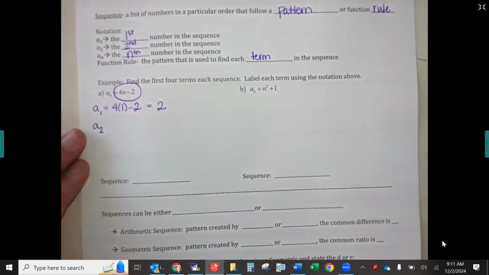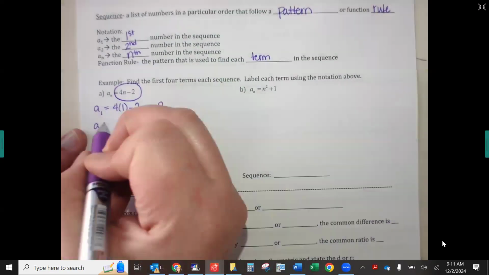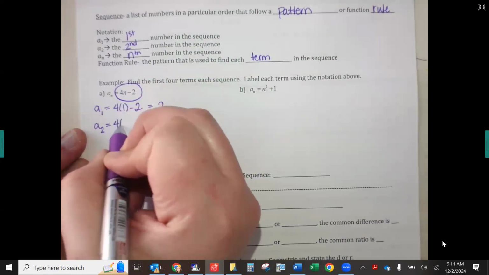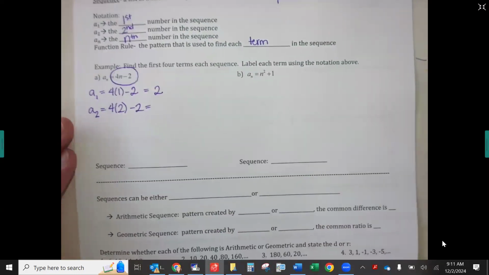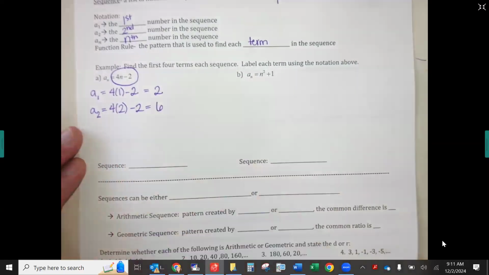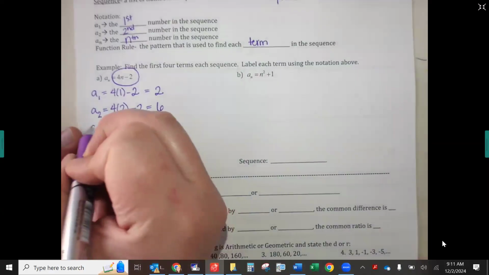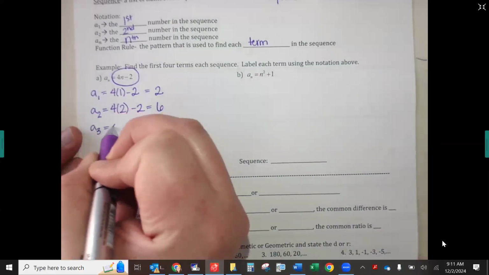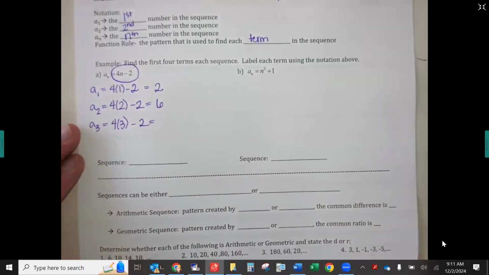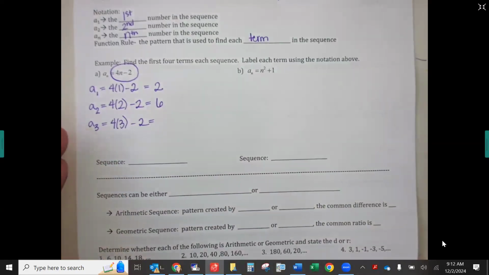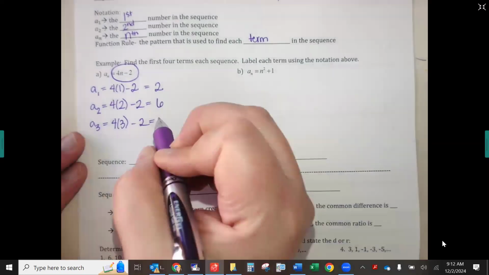A2. Instead of plugging in a 1, what are we plugging in this time? 4 times 2 minus 2. What's 4 times 2? 8, take away 2 is 6. Next, we're going to find A3. 4 times 3 minus 2. It is going to be 10 because 4 times 3 is 12. Take away 2, that gives me the 10.